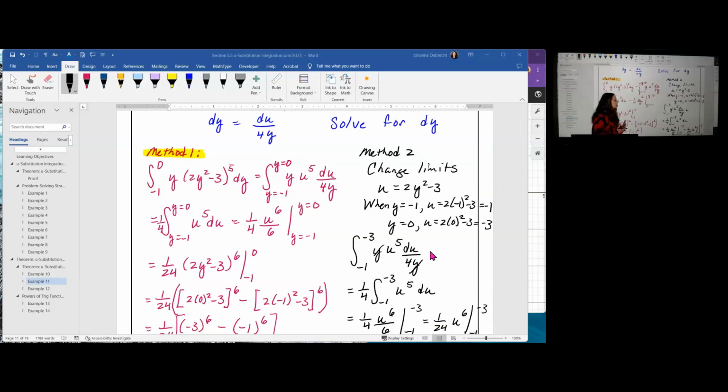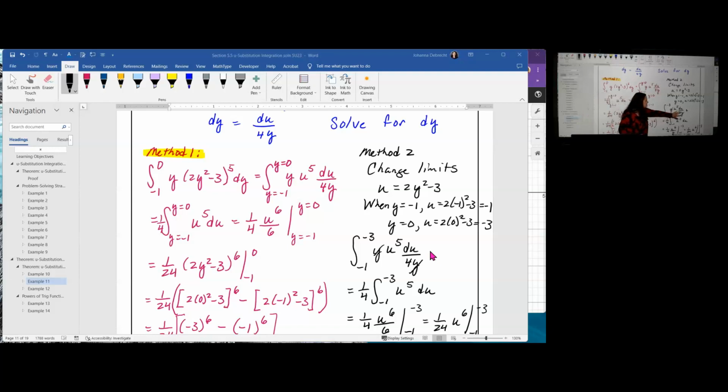When you're looking at method 2, instead, you need to change the limits of integration to u values. You take the definition of u as 2y squared minus 3. You substitute the lower limit of integration in place of the variable y. That gives you that u is -1. Then, to replace the upper limit of integration, y equals 0, you replace the y with 0 to get the upper limit of integration -3. Don't worry about the fact that these appear to be going backwards. It'll take care of itself.